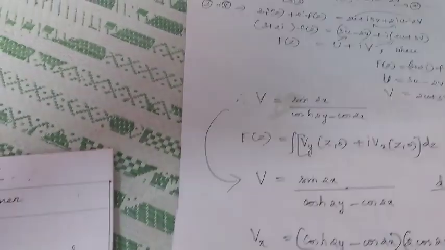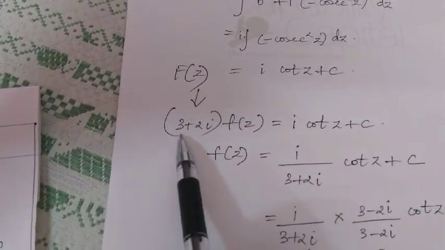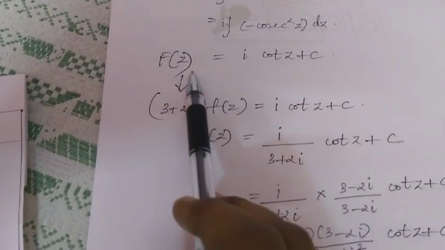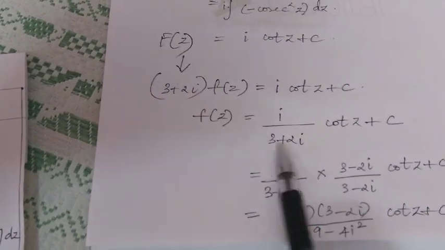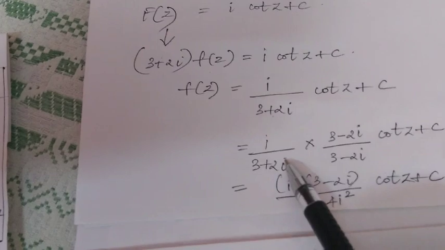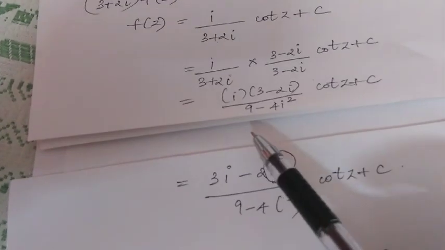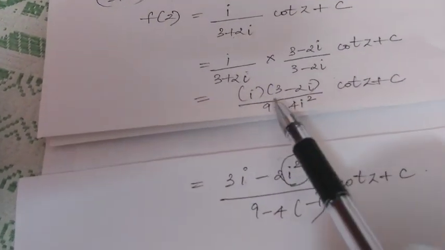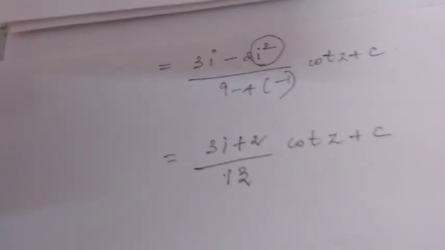So capital F of z is 3 plus 2i into small f of z. I'm just replacing capital F of z as 3 plus 2i into small f of z, and then I brought this 3 plus 2i to the denominator. Then take the conjugate of 3 plus 2i, and multiply and divide by it, so you will get this. After this you just multiply: i into 3i is 3i, and here it is minus 2i square, where the i square value is minus 1. So then it is 3i plus 2 by 13, cot z plus c.